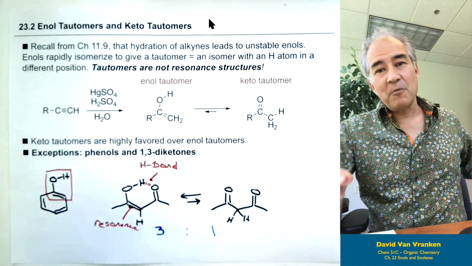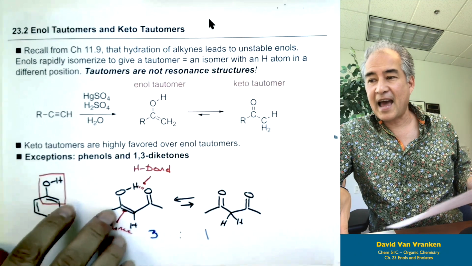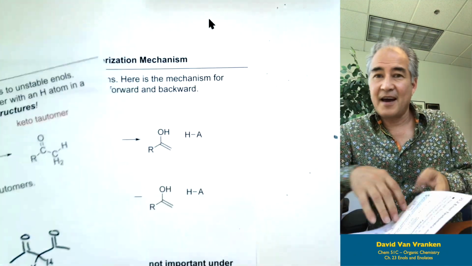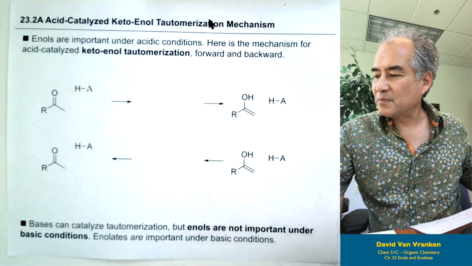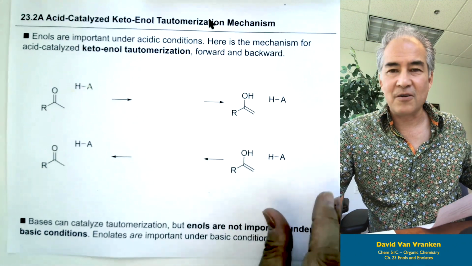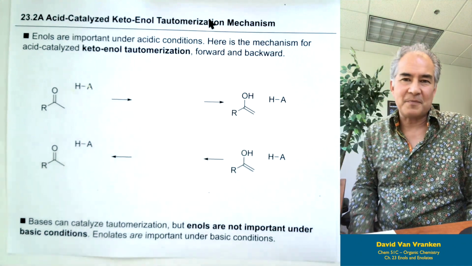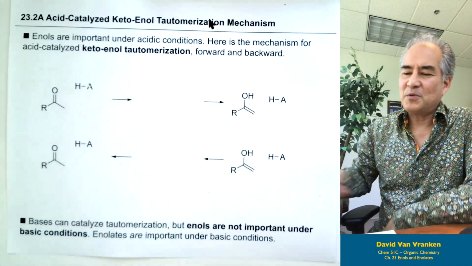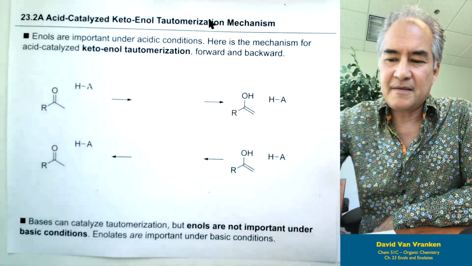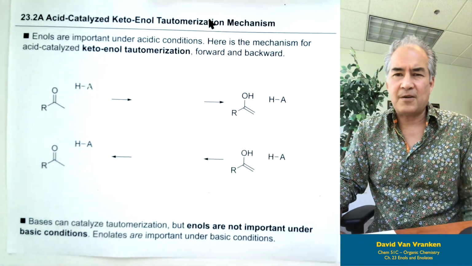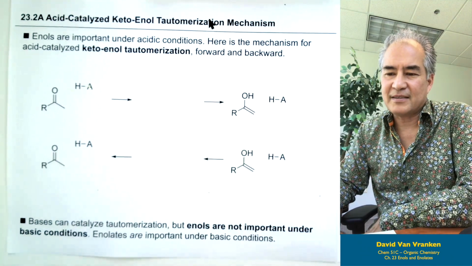We need to talk about what is the mechanism for this isomerization. It's not just resonance. There's atoms moving around, and it's not a one-step mechanism. And maybe that's why they didn't want to tell you about this back when we covered enols in the alkyne chapter. Maybe they thought your brain would explode or something. So they didn't want to let you in on this secret about what's happening here for keto-enol tautomerization, this two-step isomerization process.